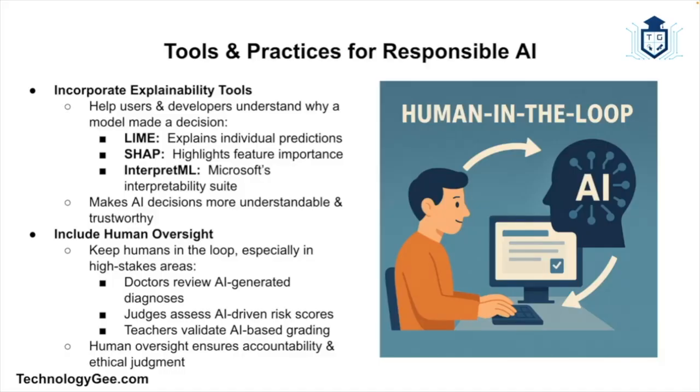And then you also want to include human oversight. So AI should assist human decision makers and not replace them entirely, especially in high risk scenarios. So doctors, they should always verify AI diagnosis. Judges, they should always double check risk assessments. And teachers, they should validate AI-based grading tools. And humans, essentially, they must stay in the loop to maintain accountability.